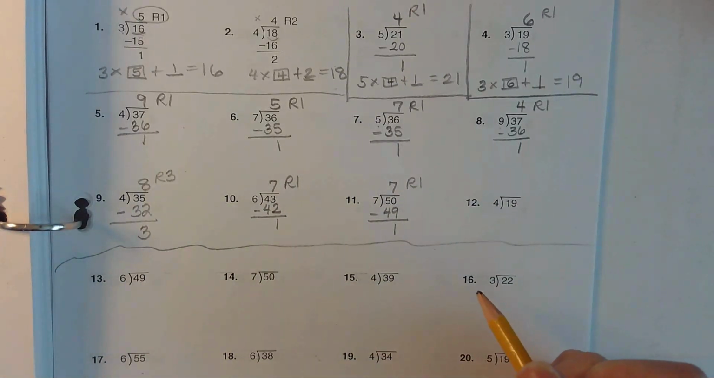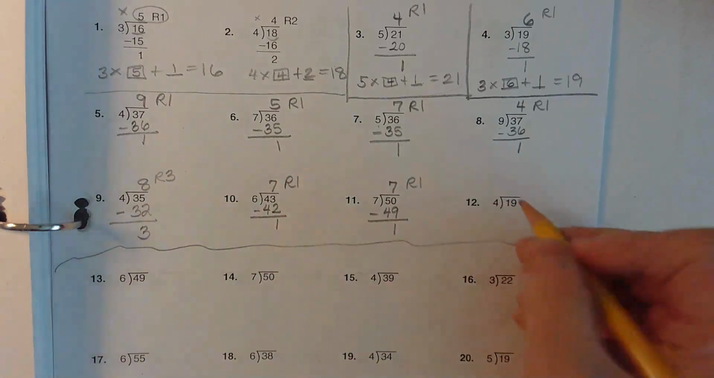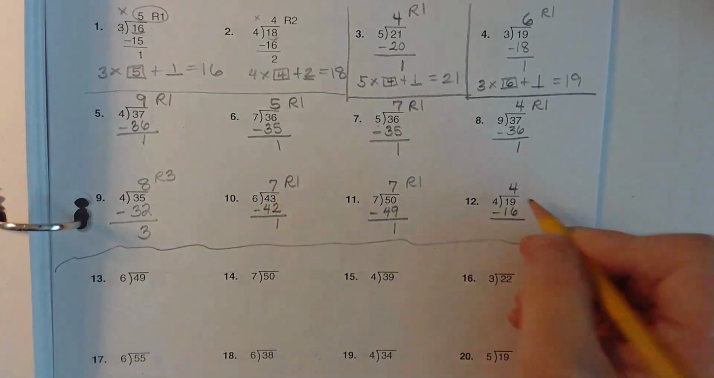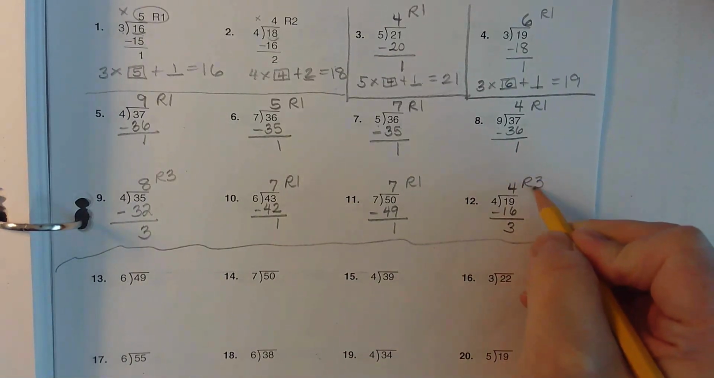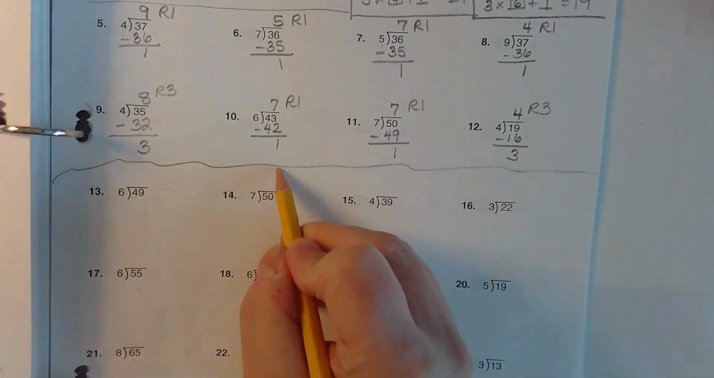Last one we're going to do together. 4 divided into 19. Count by 4s. 4, 8, 12, 16, 20. Oh, can't go past 19. 4, 8, 12, 16. 4 times 4 is 16. Okay, 19 take away 16 is 3. 4 R 3.